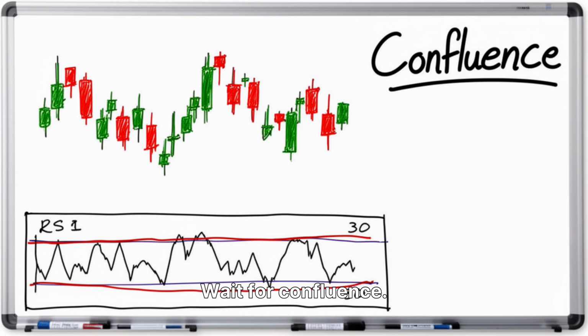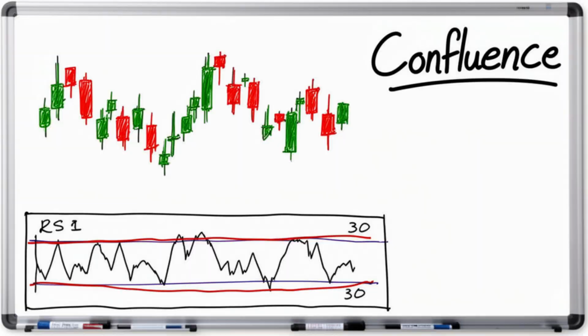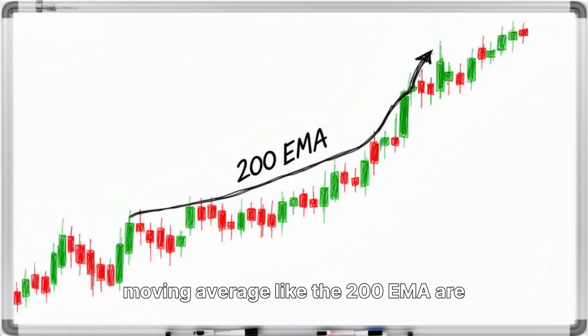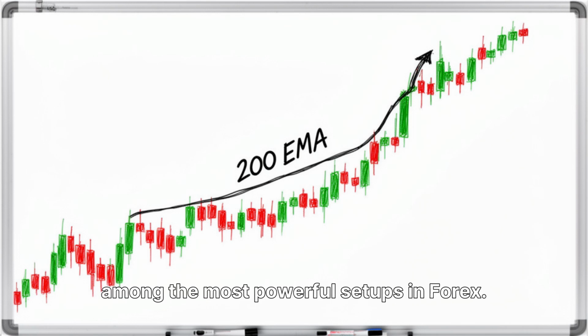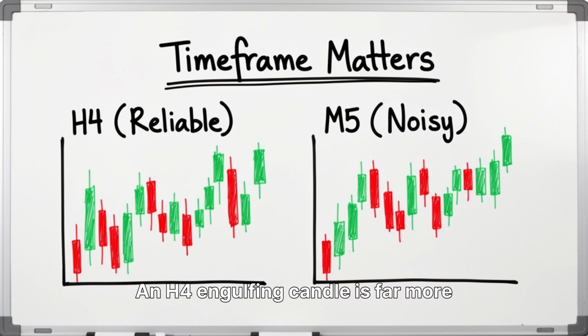Wait for confluence. A bullish hammer appearing while the RSI is oversold increases your probability of success. Patterns that form exactly on a major moving average, like the 200 EMA, are among the most powerful setups in Forex. Candlestick patterns are more reliable on higher time frames. An H4 engulfing candle is far more significant than one on the M5 chart.